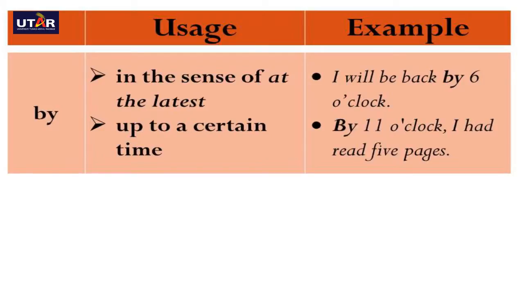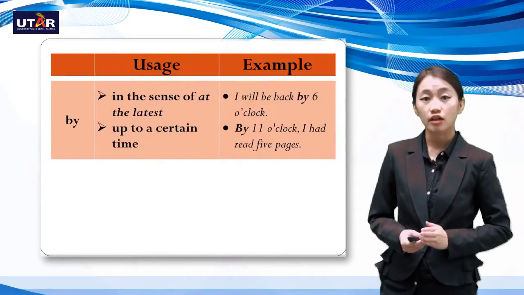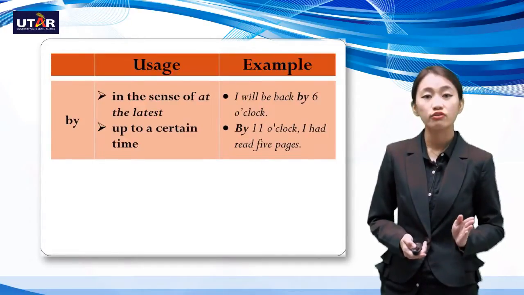So this is basically the sense. If I were to give you a time, I will not give you a specific time. Remember, at 6 o'clock is referring to a specific time. So if I were to say, I will be back at 6 o'clock, it's referring to a specific time. But here I'm just indicating that at the latest, I could be back by 5:59, 5:50, but it will not exceed 6 o'clock. So this is the usage of by in terms of time.